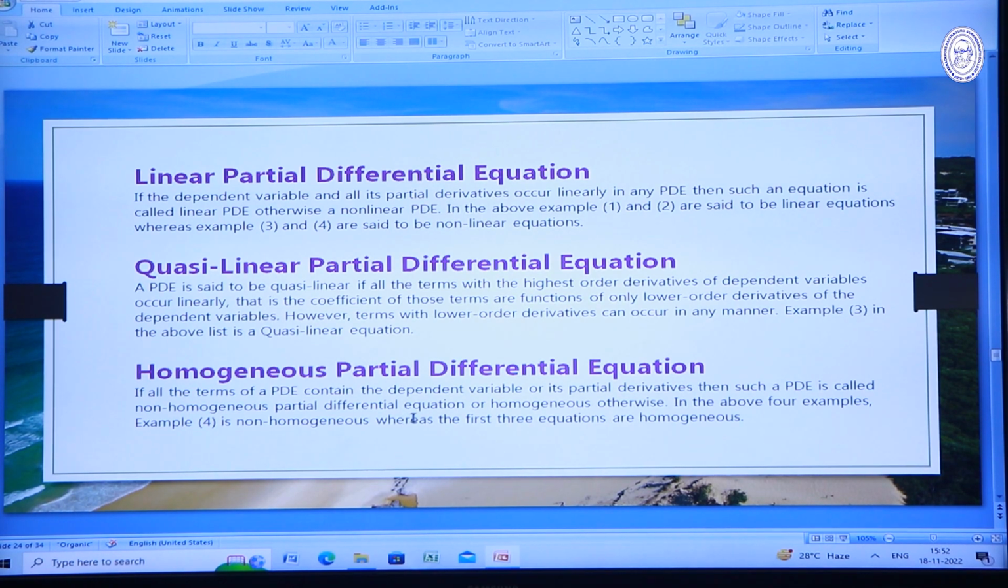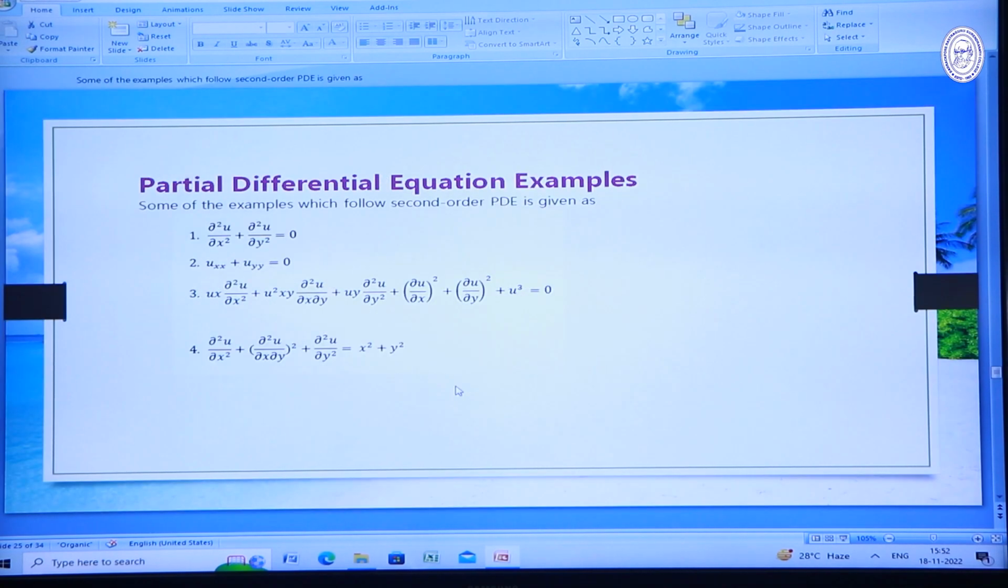Linear partial differential equation. If the dependent variable and all its partial derivatives occur linearly in a partial differential equation, then such an equation is called a linear partial differential equation, otherwise non-linear. For example, 1 and 2 are linear and 3 and 4 are non-linear.